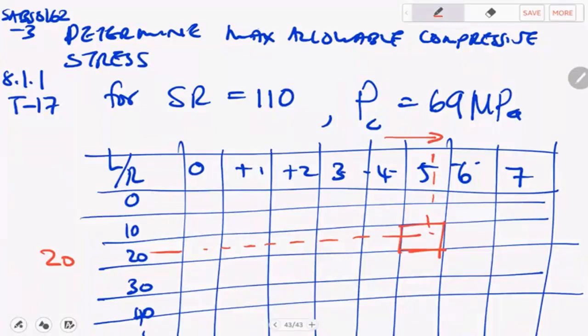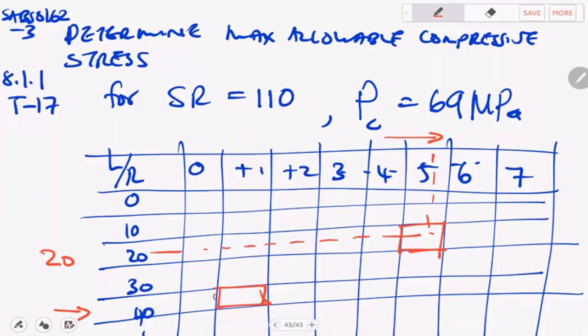So if I want a slenderness ratio of 41, I go to 40, then plus 1. So this is the value which I then get. So that's how you use that table. Straightforward. You don't even need to stress and do all those things.